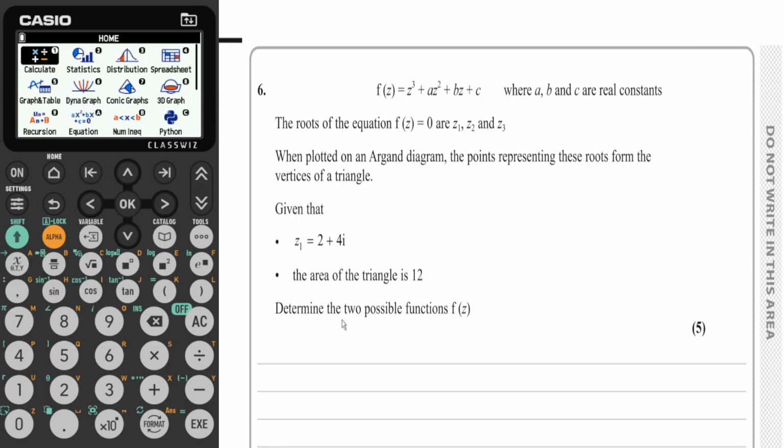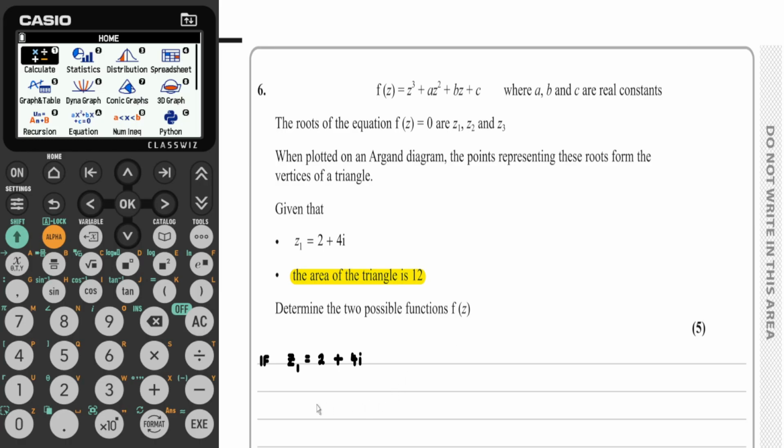Question number 6. f(z) is equal to z cubed plus az squared plus bz plus c, where a, b and c are constants. The roots of the equation f(z) = 0 are z1, z2 and z3. When plotted on an Argand diagram, the points representing these roots form the vertices of a triangle. Given that z1 is equal to 2 plus 4i, the area of the triangle is 12. We have to determine the two possible functions f(z).